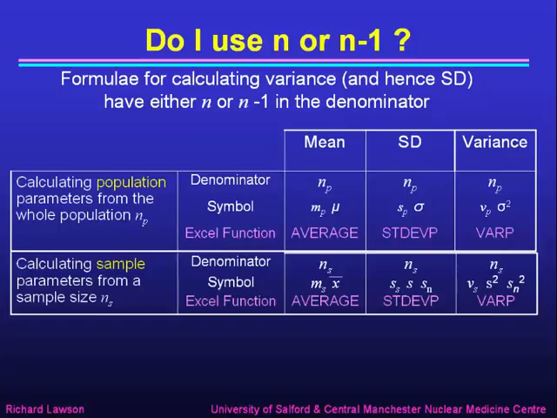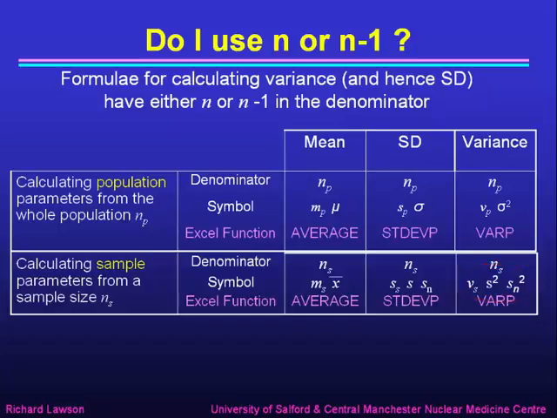However, if you're calculating the sample parameters from the sample, you have the Ns measurements available from the whole of the sample, then as you expect you use Ns in the denominator of these equations, and I call the mean Ms, where other texts may call it x bar. I've called the sample standard deviation Ss, you may see S or Sn in other texts, and the variance I've called Vs, and other texts may use S squared or Sn squared.